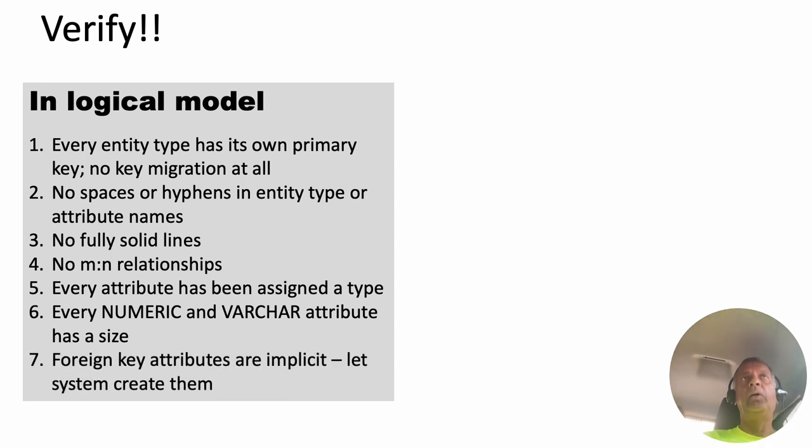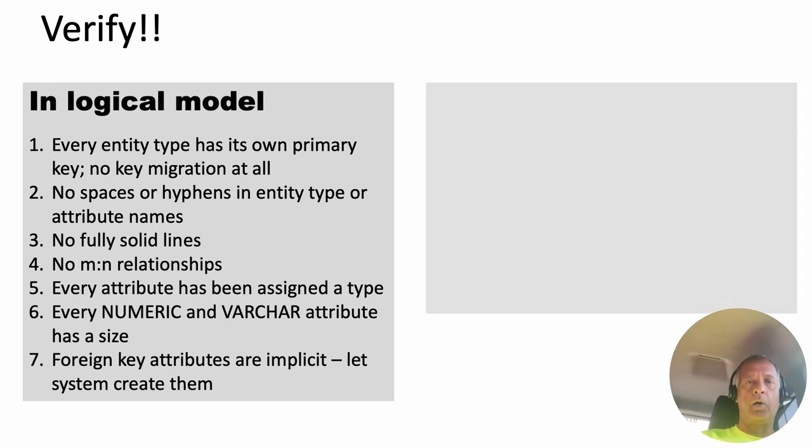And finally, make sure that all the foreign key attributes are actually implicit. You shouldn't be manually creating any of the foreign key attributes. Whenever you have relationships, Oracle Data Modeler will automatically create those attributes. So if you start creating them manually, you're going to create a lot of chaos and confusion. You shouldn't be doing that. So those are the things we want to do in our logical model. We want to make sure they're all correct.